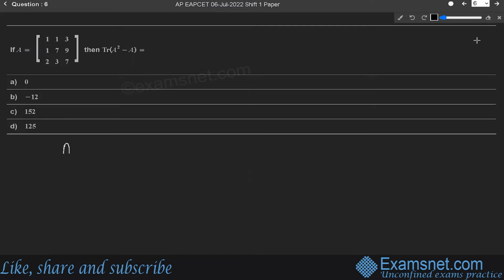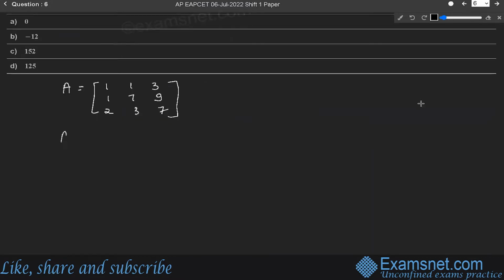Next question is, if A is equal to [1, 1, 3; 1, 7, 9; 2, 3, 7], then transpose of A square minus A is equal to. Again, you can see that question is from matrix, which is a very, very important concept. So now let us first calculate A square. A square will be A into A, which will be [1, 1, 2; 1, 7, 3; 3, 9, 7] into [1, 1, 2; 1, 7, 3; 3, 9, 7].